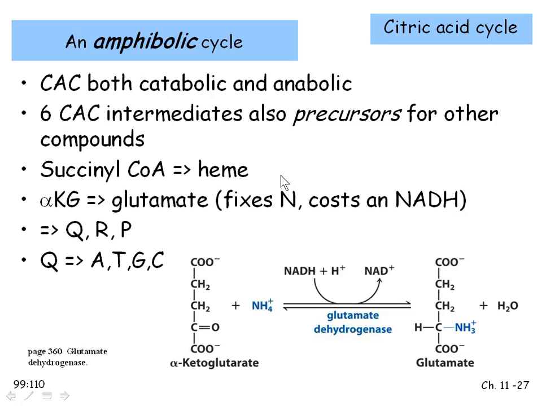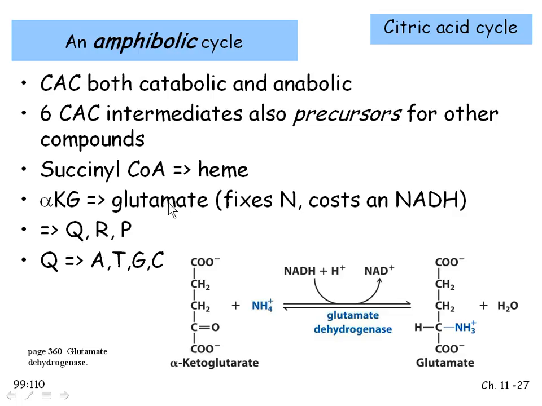To give you an example of some of the things that get pulled out of the cycle, succinyl-CoA can get pulled out to make heme. Alpha-ketoglutarate can be pulled out to make glutamate. So now you know where the glutarate comes from. It's a kissing cousin of glutamate, just one group away from being an amino acid.